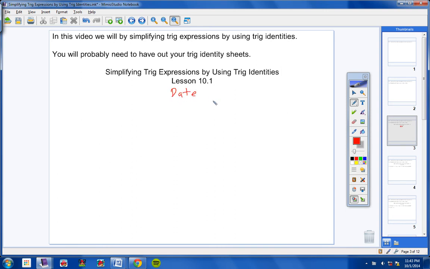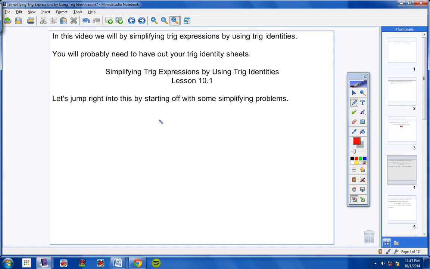Okay, please include today's date in your notes if you would, please. Include today's date, and the lesson number is 10.1. Alright, let's continue on. Let's jump right into this by starting off with some simplifying problems.